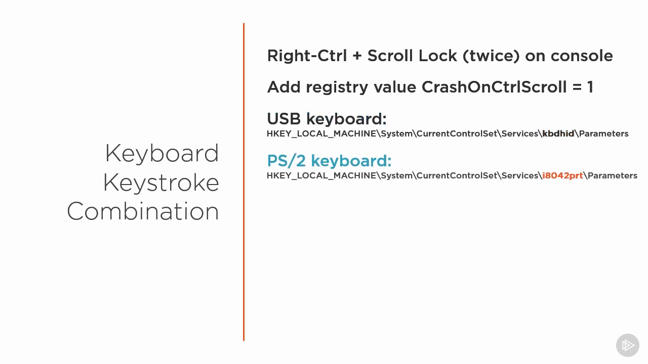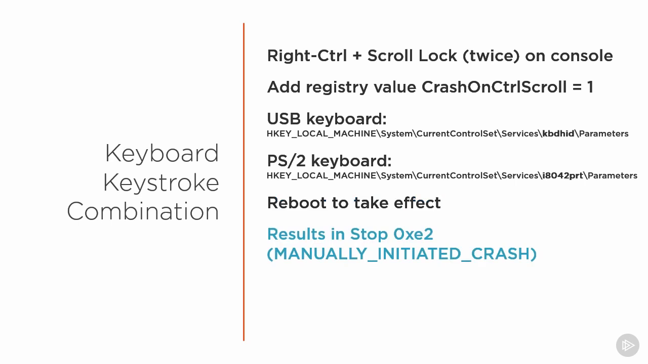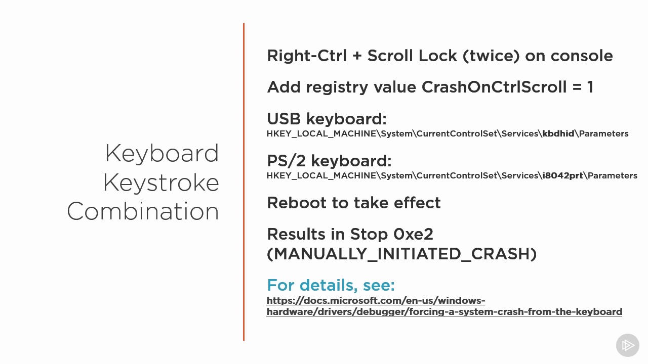Now, if you have the older PS/2 type keyboards on your system, you would add the same CrashOnCtrlScroll parameter just to a slightly different path in the registry. It would be under Services\i8042prt instead of kbdhid. In either case, it does take a reboot for this parameter to take effect. It will, in fact, result in a stop 0xE2 type bug check, which is known as a manually initiated crash. For more details, you can see the Microsoft documentation on forcing a system crash from the keyboard that you see at the bottom of the slide.